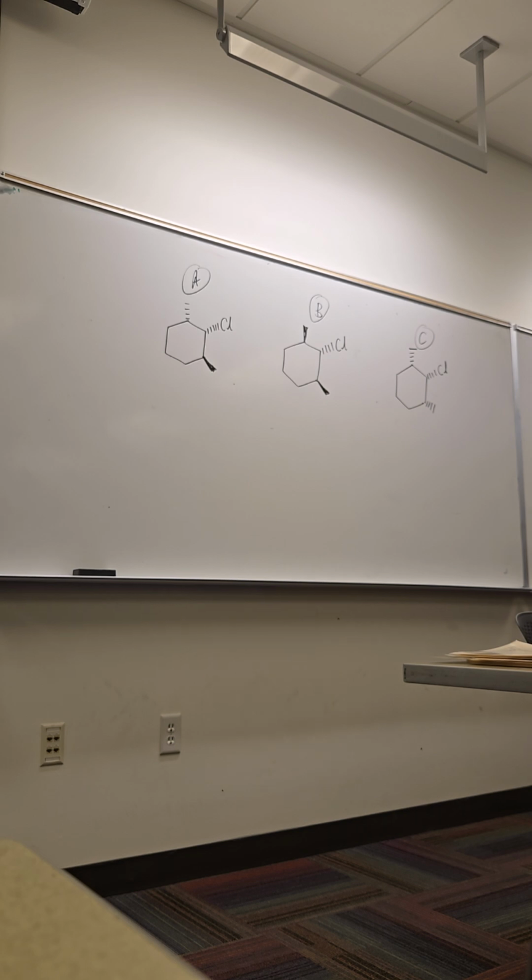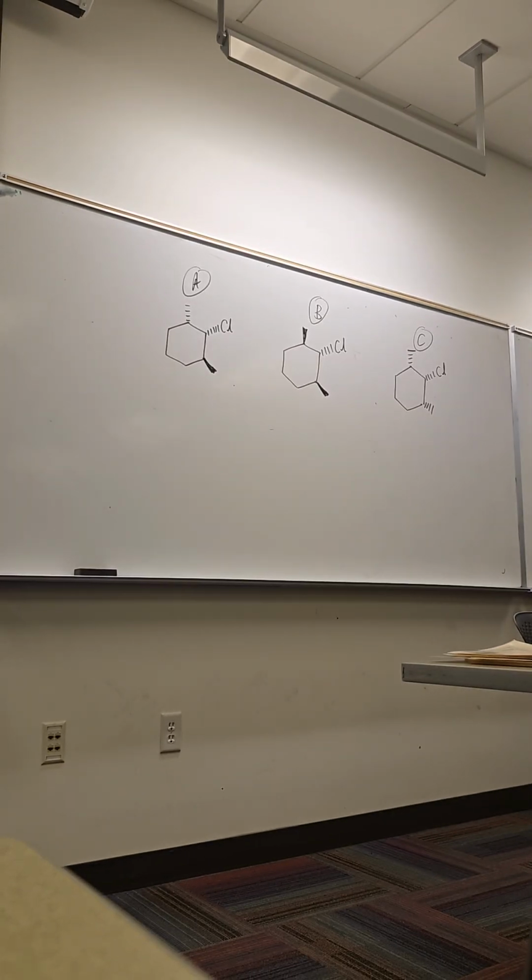Which is methyl? The blue is methyl. Okay, and this is Cl? We wanted axial, so we have Cl back here, and now it's axial, right? Are these two anti? No, so you can't have elimination there. And what about here? This is anti, right? So you can have elimination. That's it.